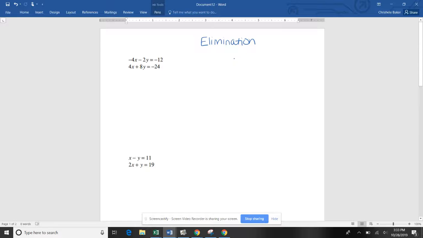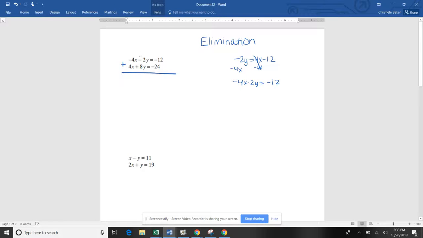So for example, if we had negative 2y is equal to 4x minus 12, instead of what we were given, we would have to subtract the 4x from both sides and then get it to look like we have it. So we always want our x term first, then our y, then our constants.